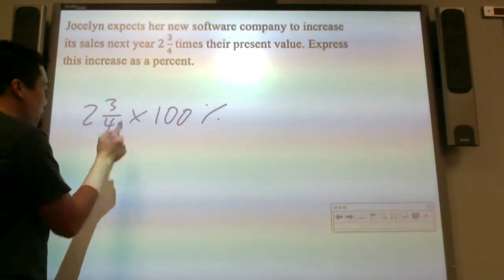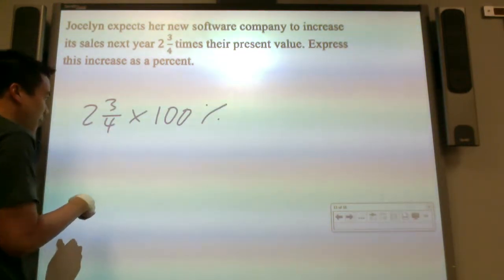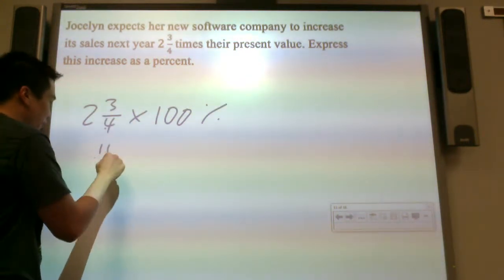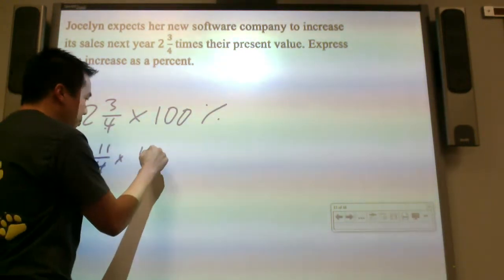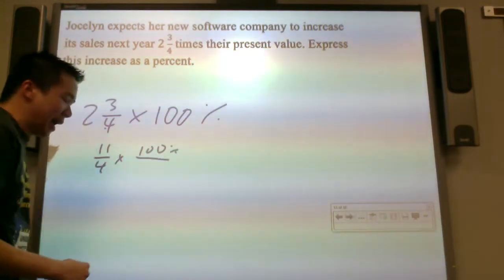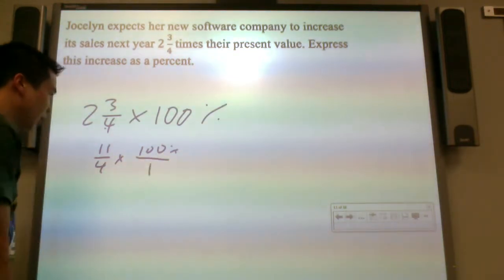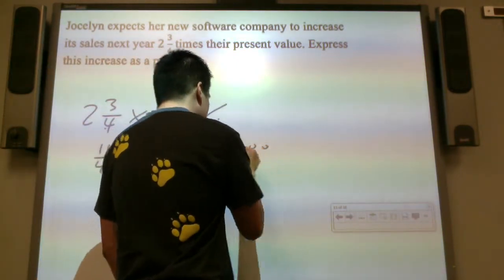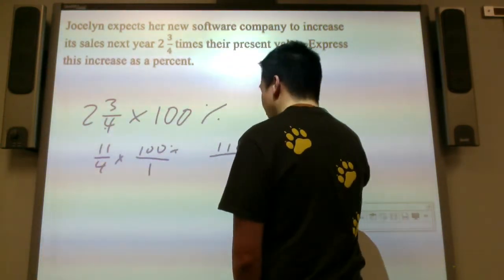So what is 2 and 3/4 as an improper fraction? 8 plus 3 is 11/4. And what is 100% as a fraction? 100 over 1. So 11 times 100 is 11,000, and 4 times 1 is 4.